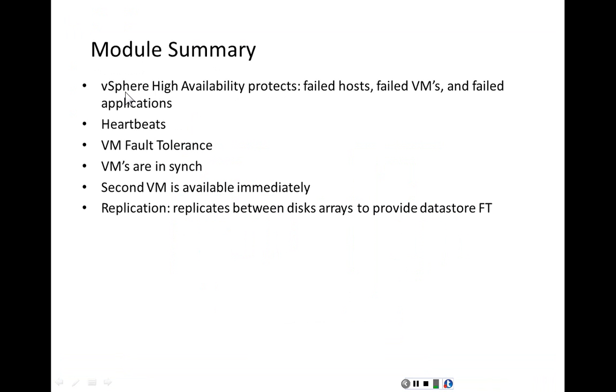In this module, we discussed vSphere high availability, and we saw that it protected against failed hosts, failed virtual machines, and failed applications. How did it know that a virtual machine crashed or an ESXi host crashed? Because it ceased to receive heartbeats. Virtual machine fault tolerance is very similar, except the two virtual machines are running in sync. And if the first one crashes, the second virtual machine is available immediately. And replication provides replication of data between disk arrays to provide a fault-tolerant data store.